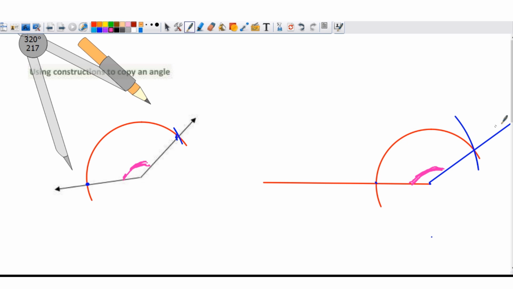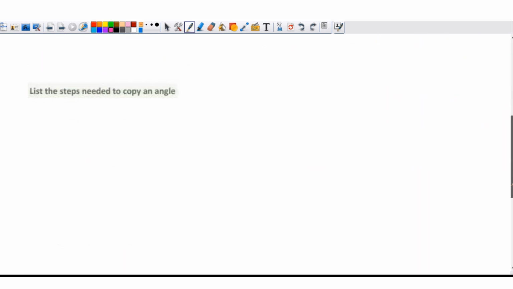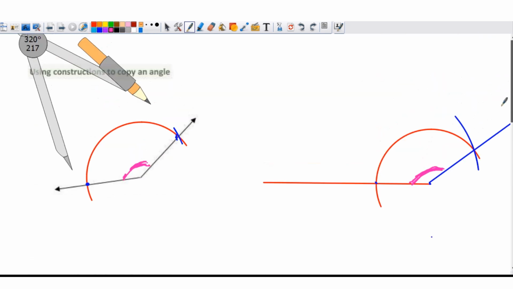Okay, and again, you guys are going to list the steps needed to copy an angle. And we're going to go over them tomorrow.